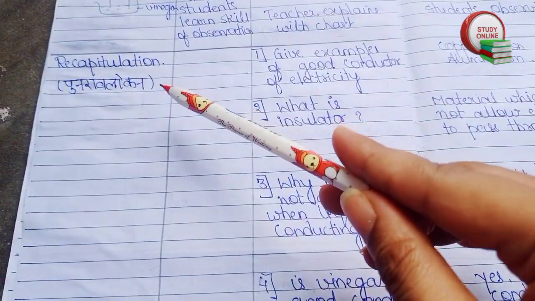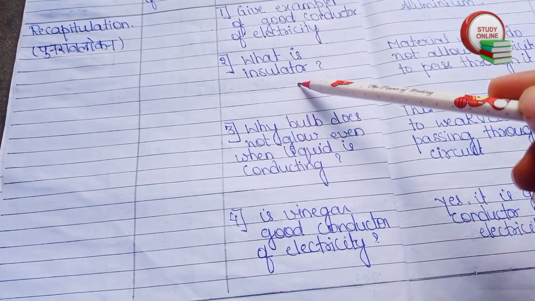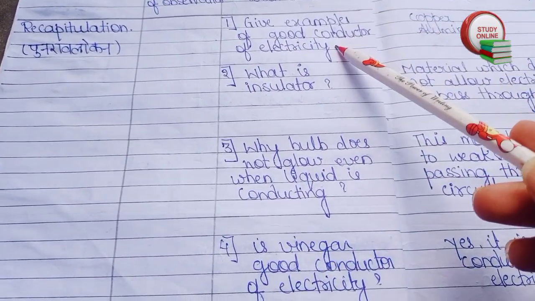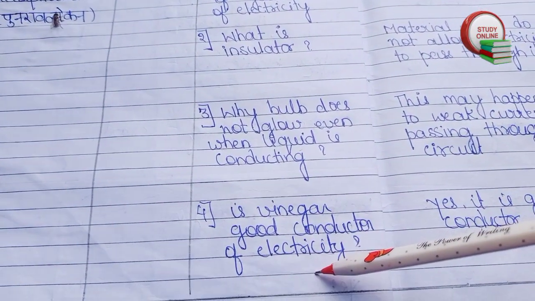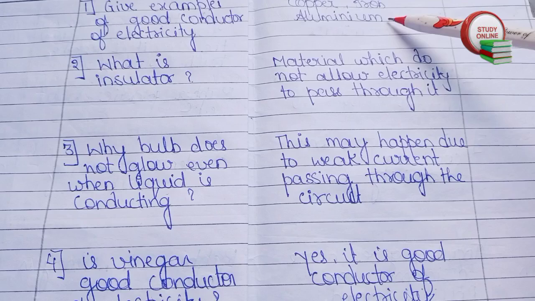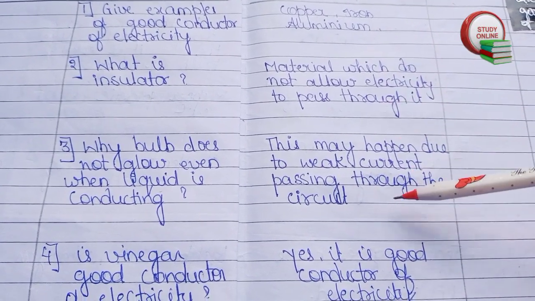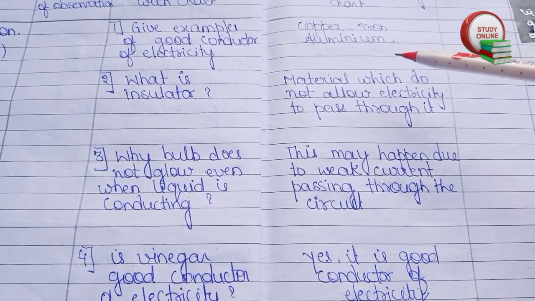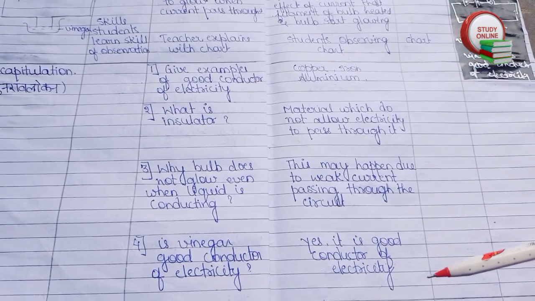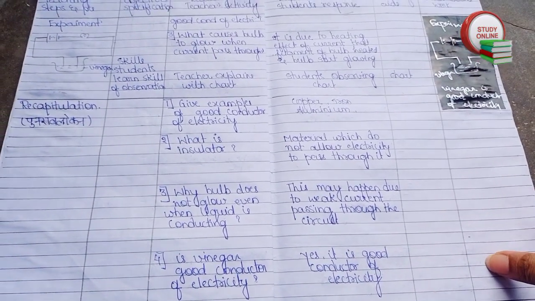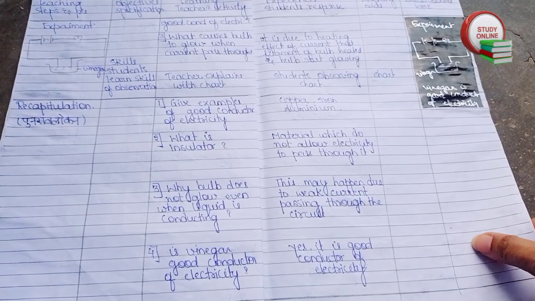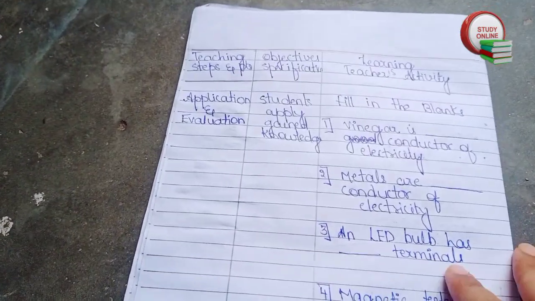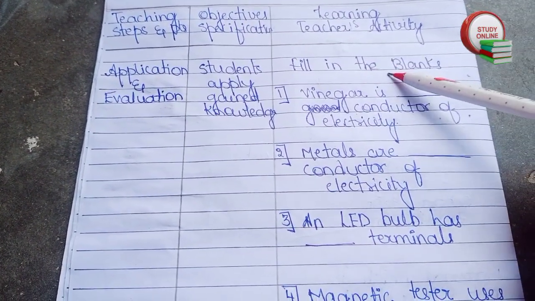For presentation 2, recapitulation. So for recapitulation we can ask 4 questions. 4 or 5 questions would be enough. Do not add more than that. Here you can see, is vinegar a good conductor of electricity, and here is the answer that we expect from students, right? So like this we have to make our lesson plan. For students we can ask this type of question. So let's turn the page and let's see the last page.